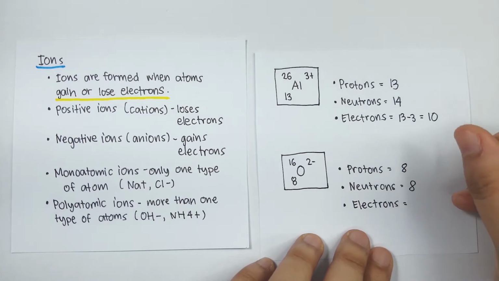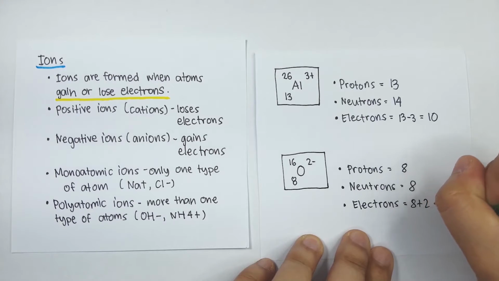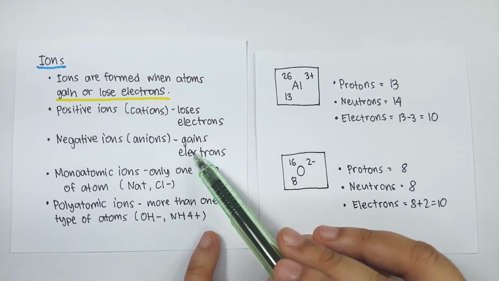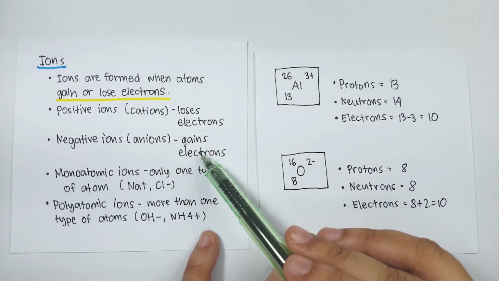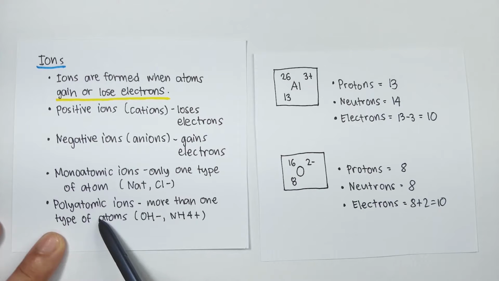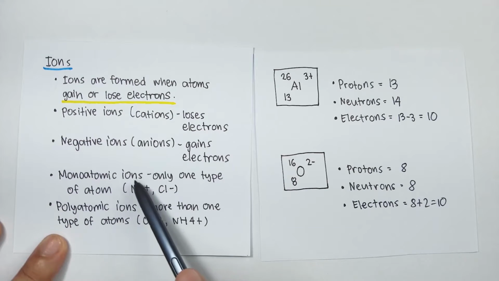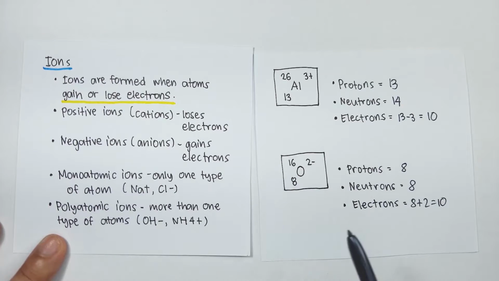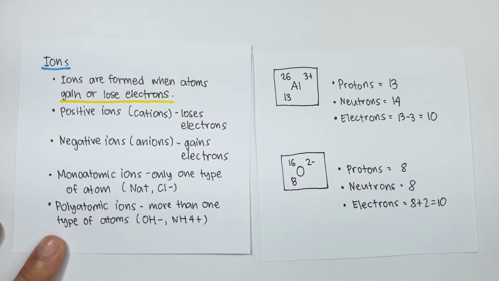The number of electrons is 8 plus 2, that is 10. Bakit plus 2? Kasi negative ion siya. Meaning to say, nag-gain siya ng 2 electrons. And lastly, may monoatomic ions and polyatomic ions tayo. So, yung monoatomic ions, these are individual atoms like Na plus and Cl minus. While yung polyatomic ions, these are group of atoms like OH minus and NH4 plus.